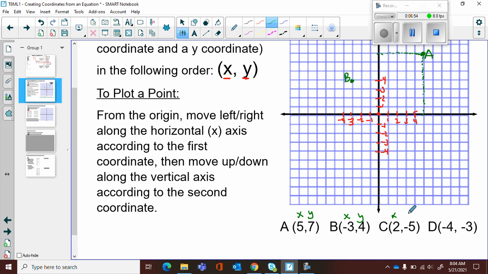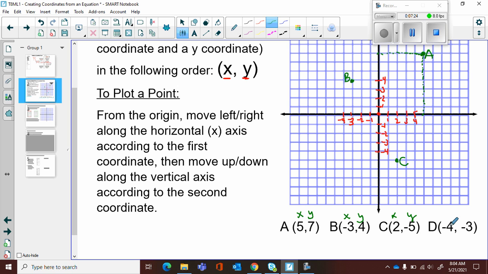Point C, x and y. Point C is +2 on the x-axis, so that's moving left to right. So here's +2 on my x-axis, and I'm going to go -5 on my y. So going up and down, -5 means I'm going to go down 5. I'm going to go all the way down to where the -5 is along my y-axis. So that would be point C.